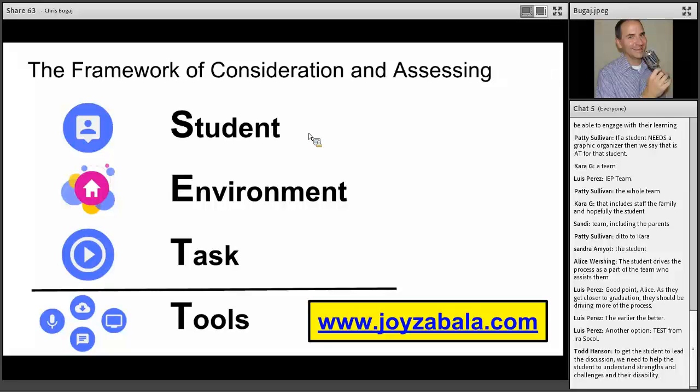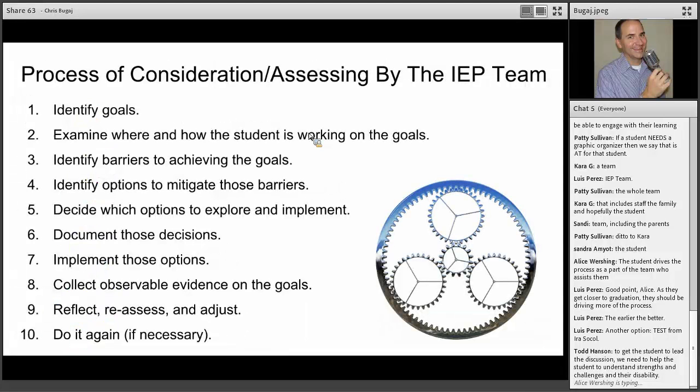And then the tasks that we're asking the student to do. What exactly are they going to do when they're in that environment? You look at those three aspects to determine what tools a student needs to help in that environment and to help with those tasks, right? And this is exactly the process that an IEP team can go through to determine what a student needs to guarantee a free, appropriate public education.